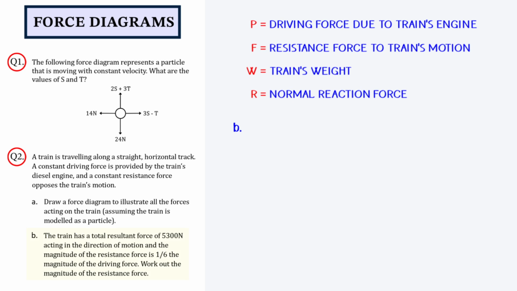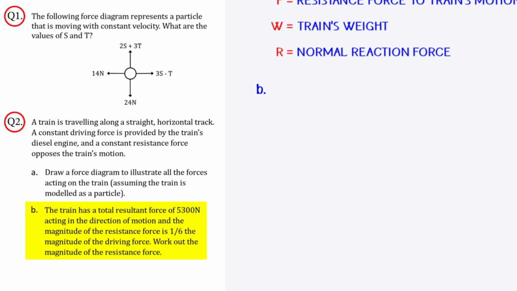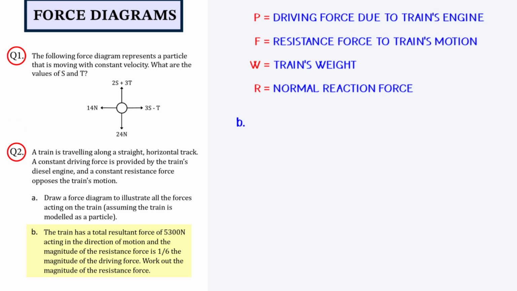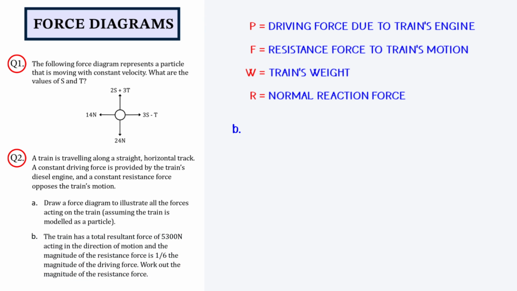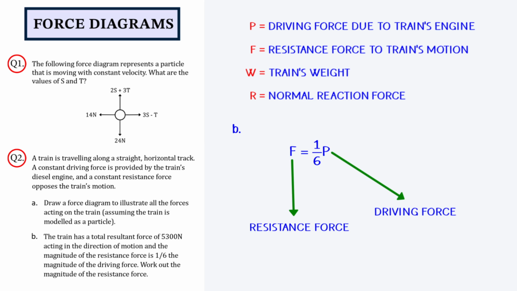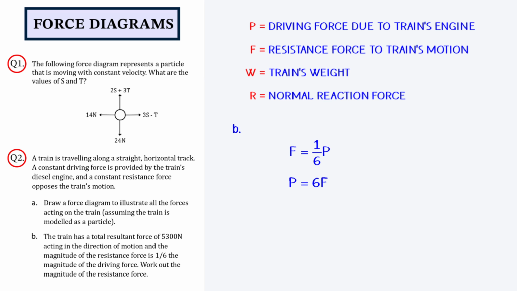For part B, we need to work out the magnitude of the resistance force given that the train has a total resultant force of 5,300 newtons acting in the direction of motion and a resistance force which is a sixth the magnitude of the driving force. Okay, so as the resistance force is a sixth the magnitude of the driving force, we can represent this as an equation. So we have F is equal to a sixth P, where F is the resistance force and P is the driving force. And if we rearrange for P, we get P is equal to 6F.